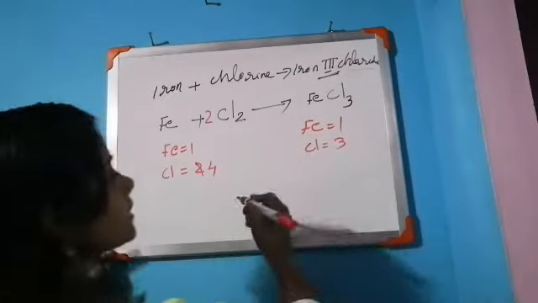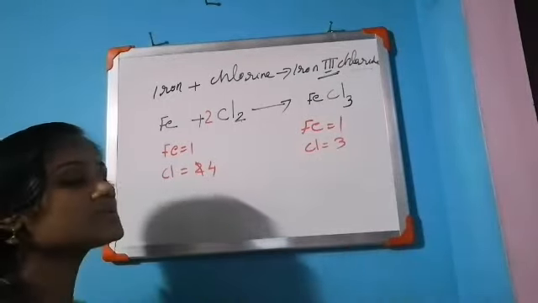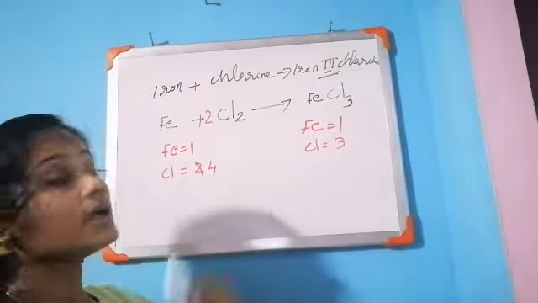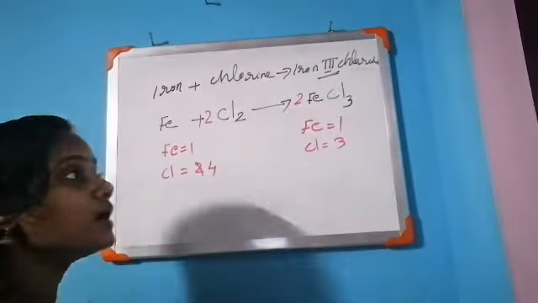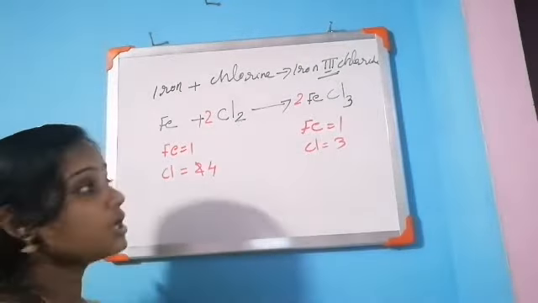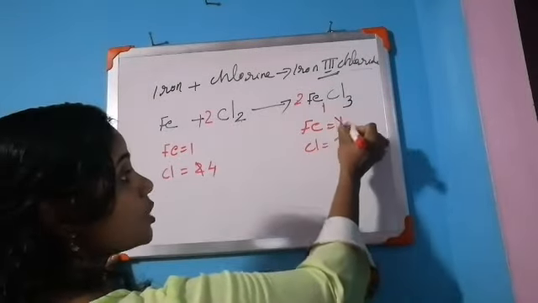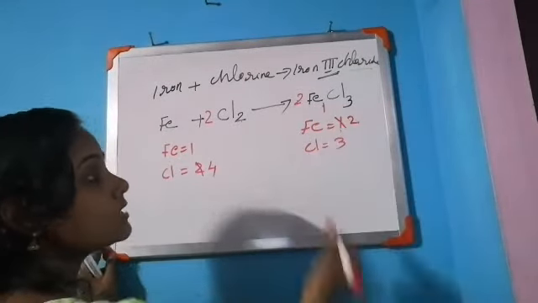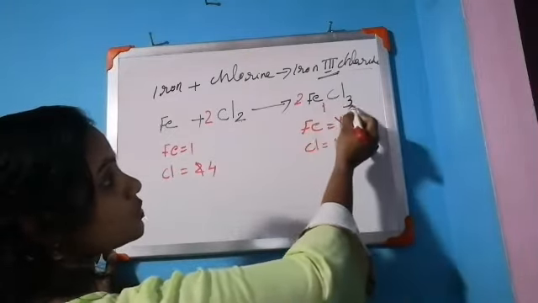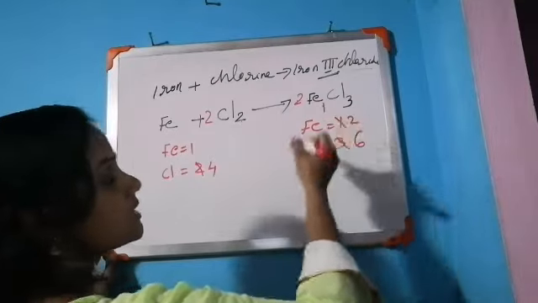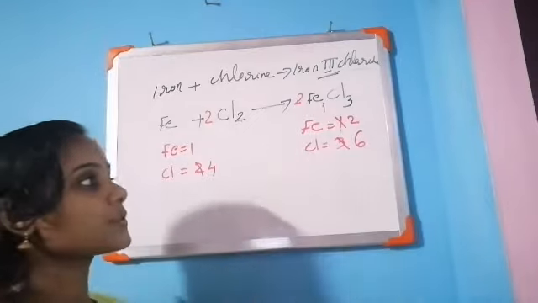And here FeCl3, product side 3 only. Which side has less chlorine? The product side. So we should multiply by 2 on the left side of FeCl3. Now number of iron, 1 2s are 2. Chlorine, 2 3s are 6. Now how many chlorine is there? 6. How many iron on the product side? 2.